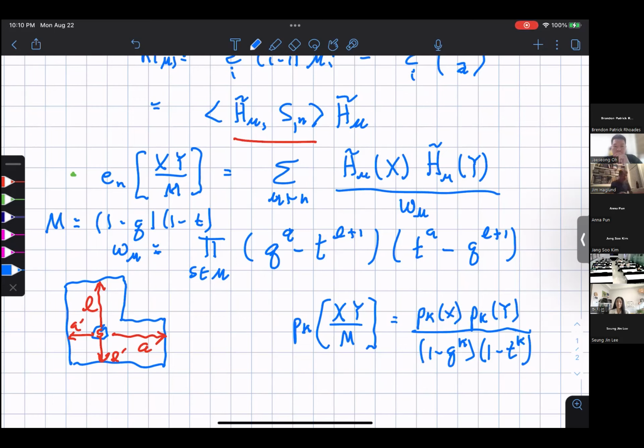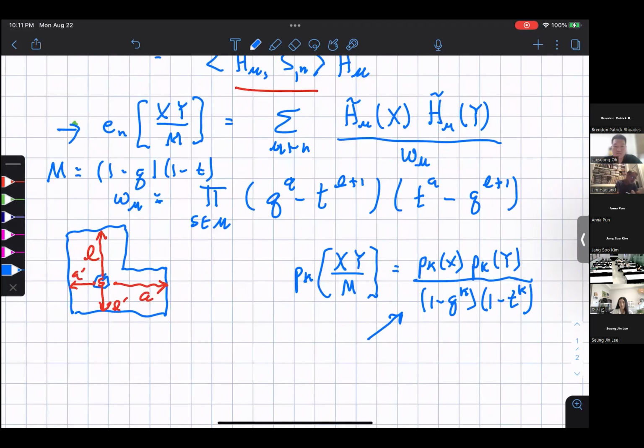All right. And then to define E_n of [X, Y over M], you'd write E_n as a polynomial in the p_k's. And there's a standard way to do that, which most of you probably know. And then you replace each p_k by this in that expression for E_n. Okay, so that's the definition there.